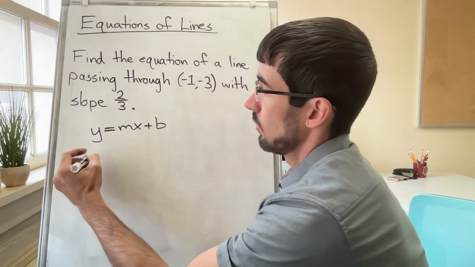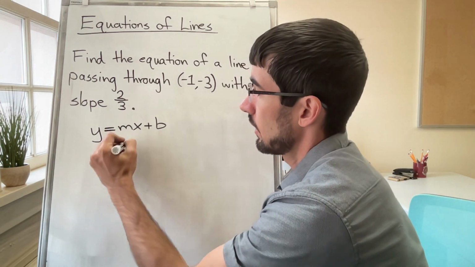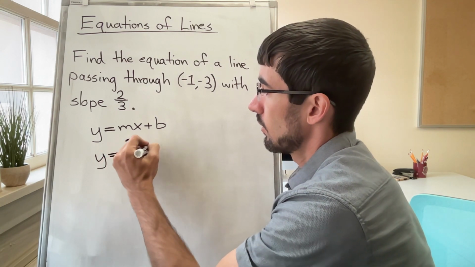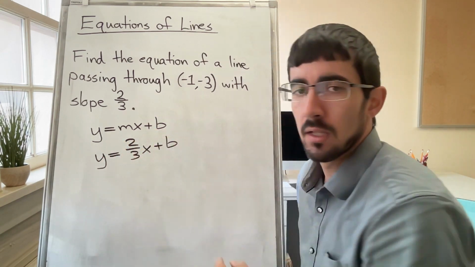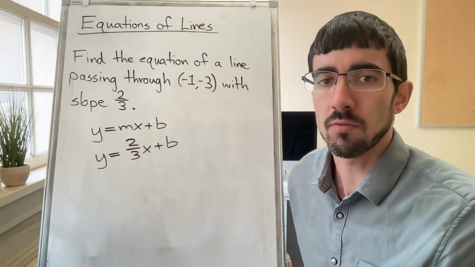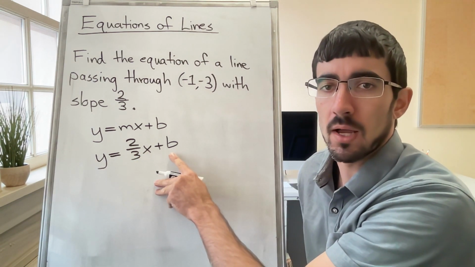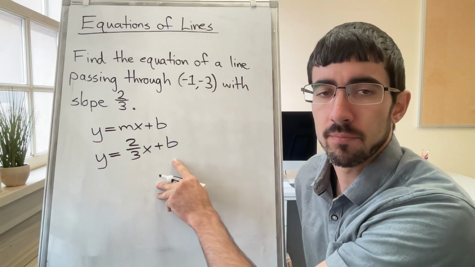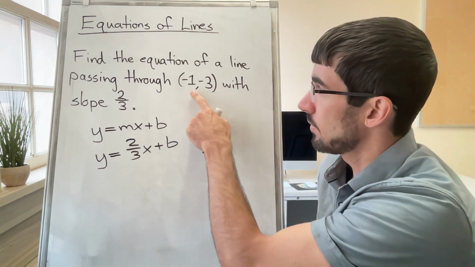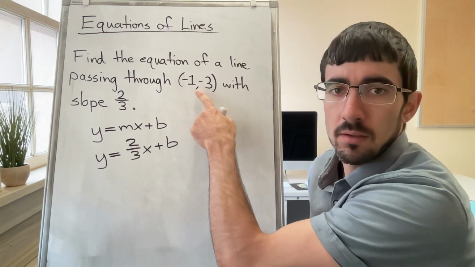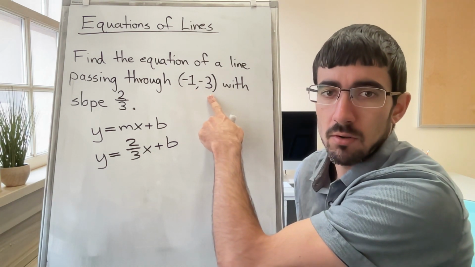The slope is 2/3. So I can say for this line, y equals 2/3 x plus b. The only thing missing that I need for the equation of this line in general is this last number, the y-intercept b. Here's how we can find it. This point is on the line. This is an x value and a y value on the line.